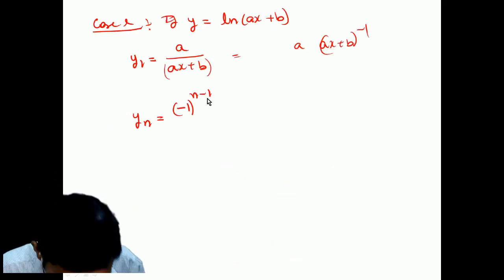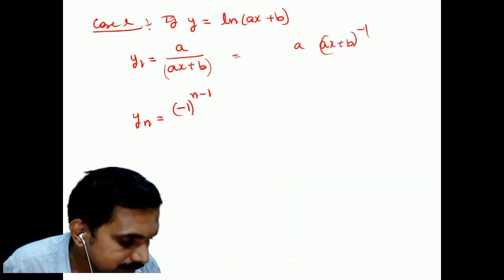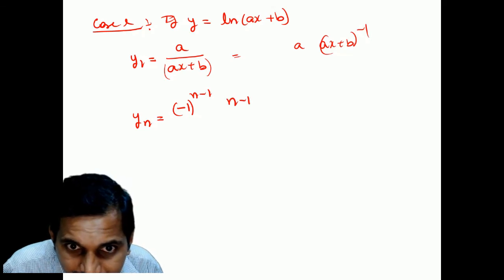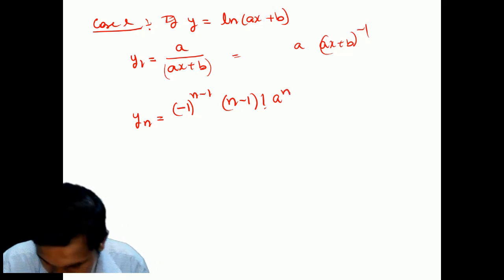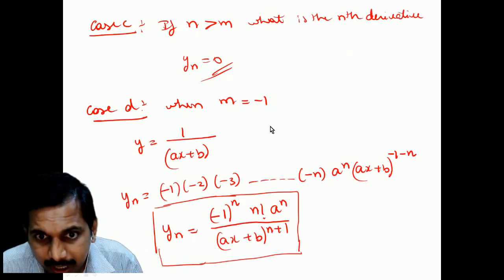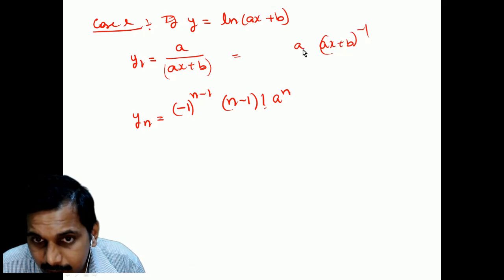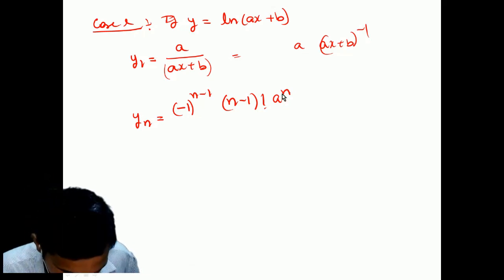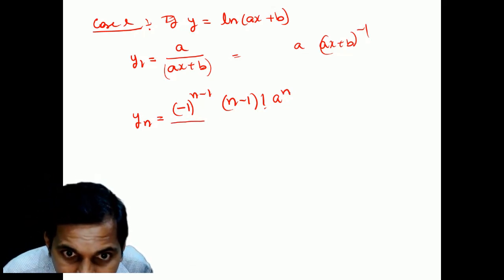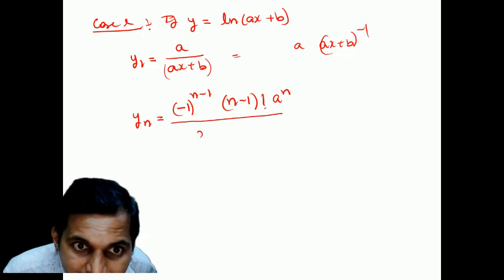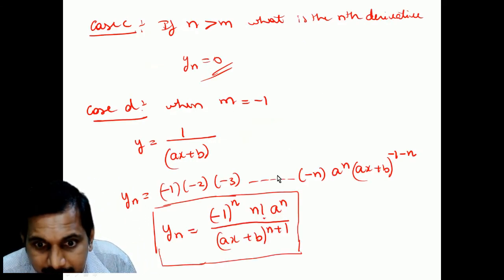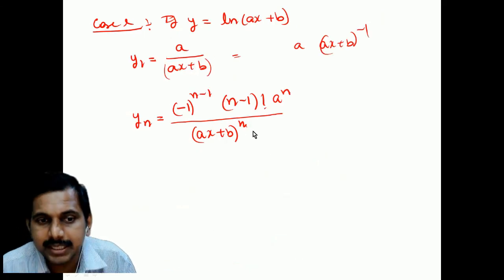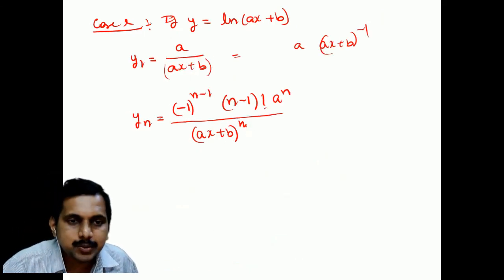Here 1 is over, so minus 1 into n minus 1 factorial into a raised to n. Here it was a raised to n, here also a raised to n. Why? There is an a already here, and that a is also contributing to this, divided by ax plus b raised to n, because 1 has been completed here. It was n plus 1 earlier. Here it is n. Just compare and see, students.